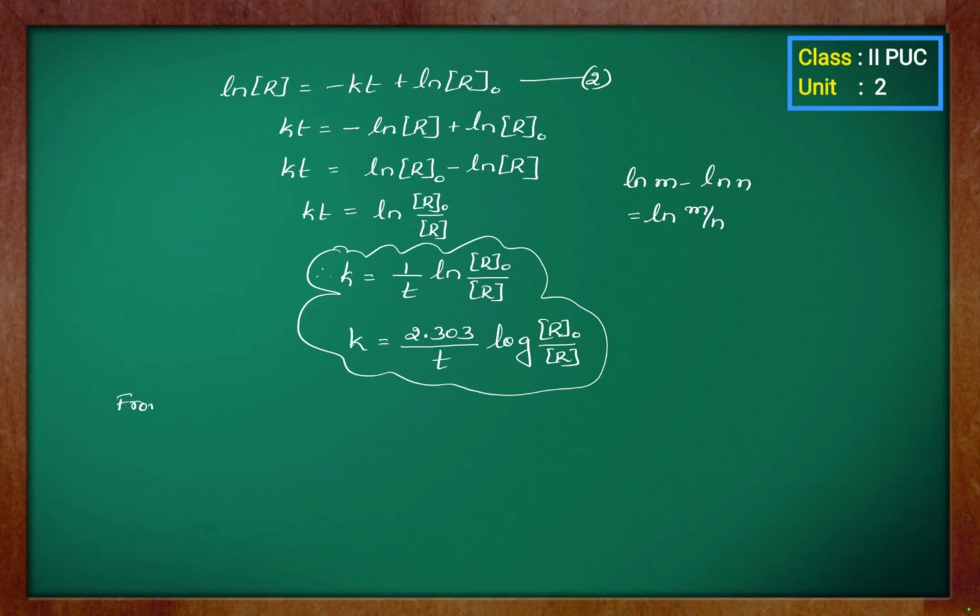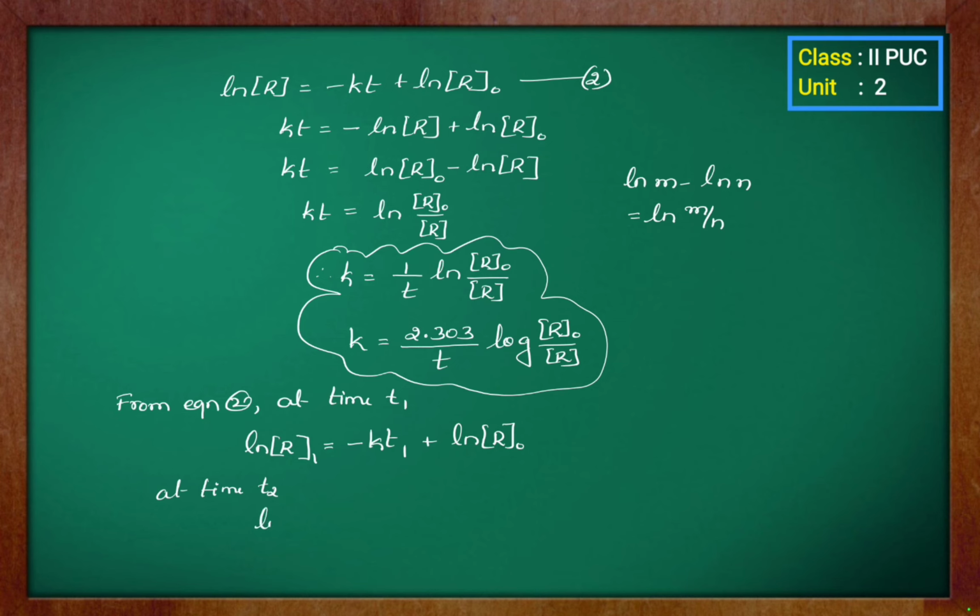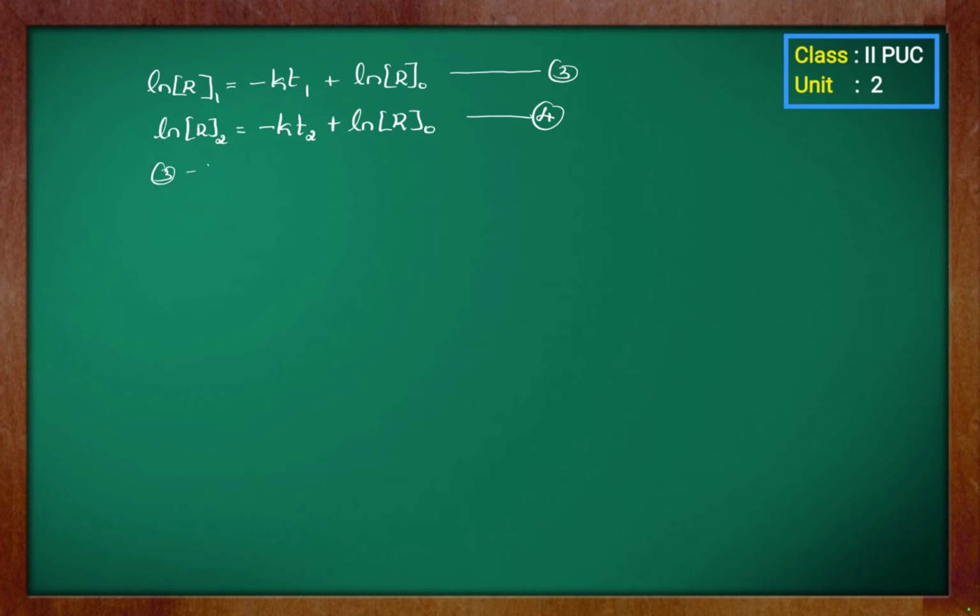So from equation 2, at time t1, I can write ln concentration R1 is equal to minus K T1 plus ln concentration R0. And similarly at time T2, I can write ln concentration R2, because at time T2 the concentration of reactant will be R2, that's equal to minus K T2 plus ln R0. Let me denote these two equations as equation 3 and equation 4.